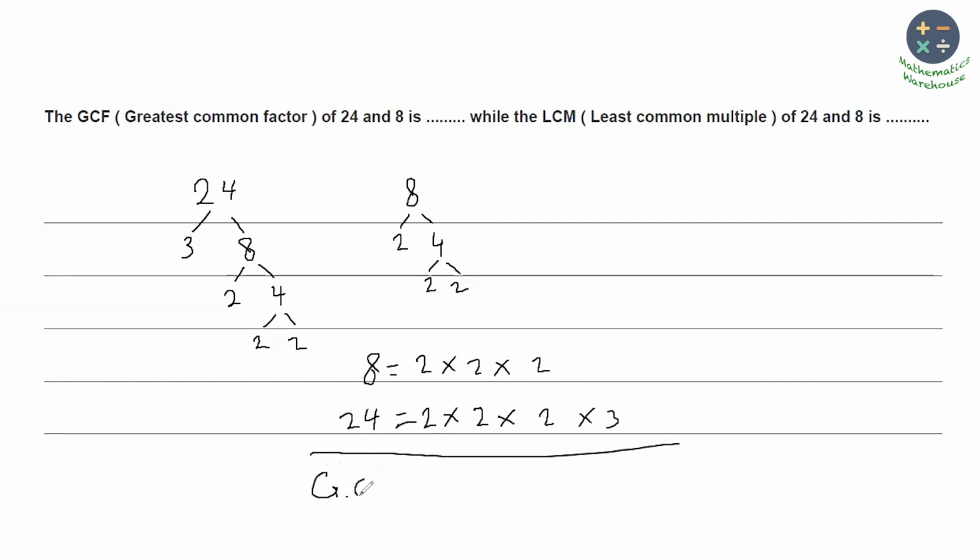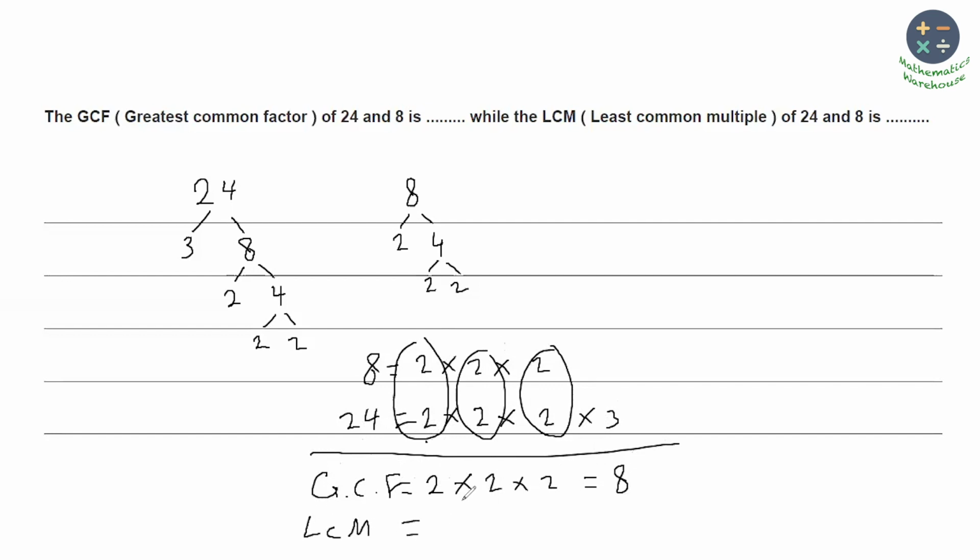So, for the greatest common factor, you take the common factors, which are 2 times 2 times 2 equals 8. For the least common multiple, you take one from each. So it's 2 times 2 times 2 times 3, which equals 24. So the greatest common factor is 8 and the least common multiple is 24.